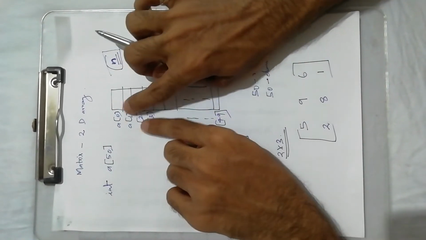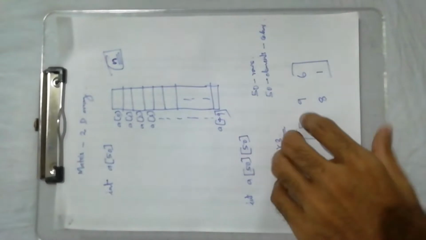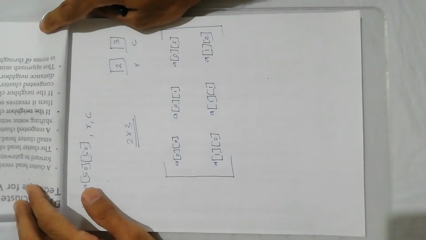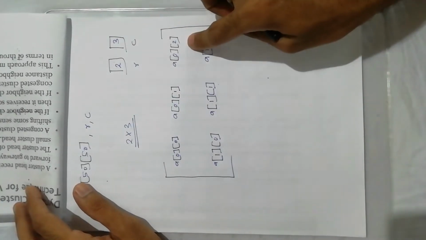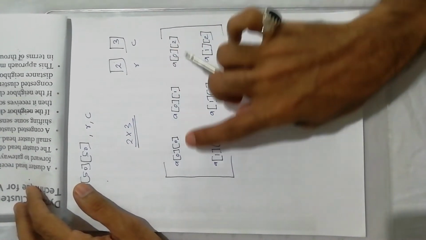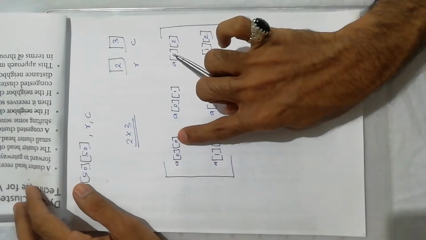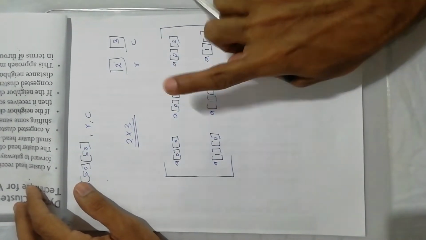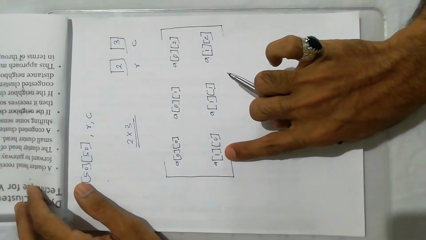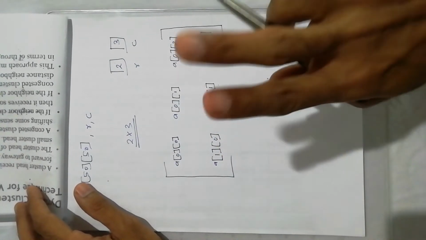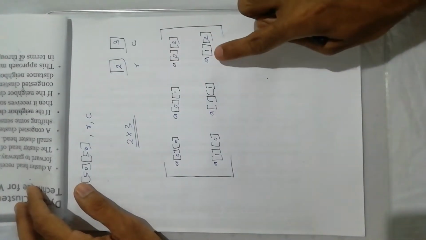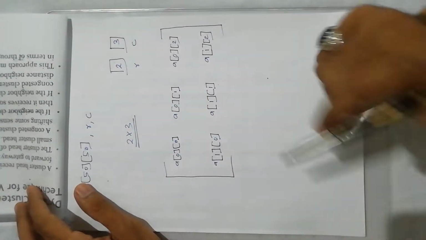A of 0, A of 1, A of 2, A of 3, single index. But each element in a matrix can be represented with the help of 2 indices. First element 0 0, 2 indices. Second element 0 1, 2 indices. Third element 0 2, again 2 indices. Fourth element 1 0, again 2 indices. Fifth element 1 1, 2 indices. Last element 1 2, 2 indices.